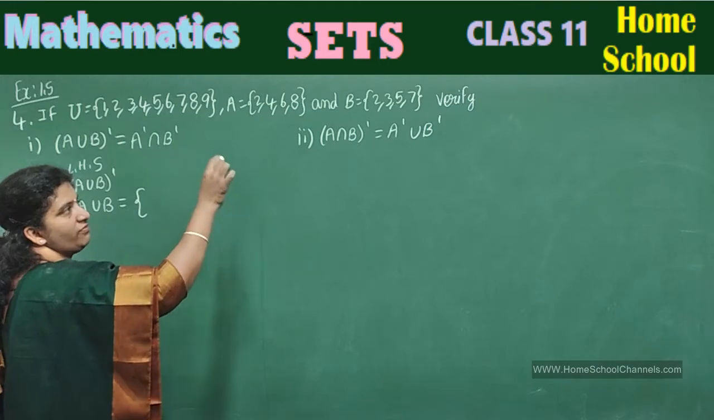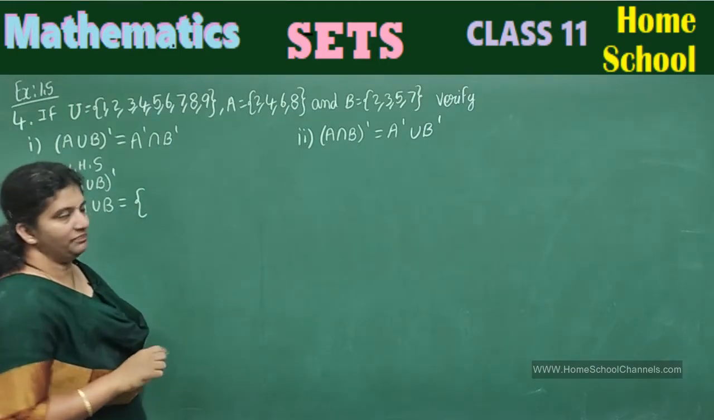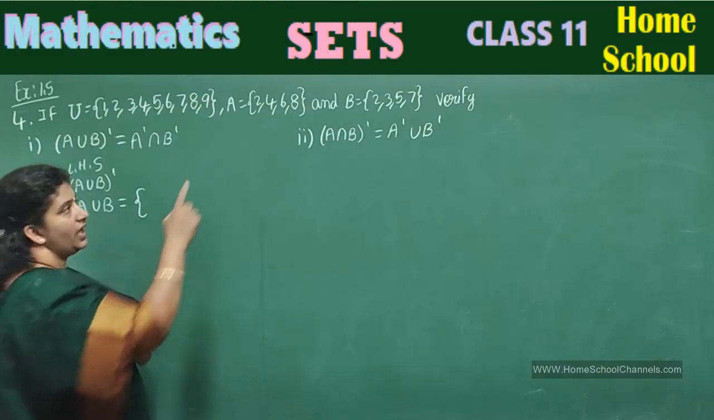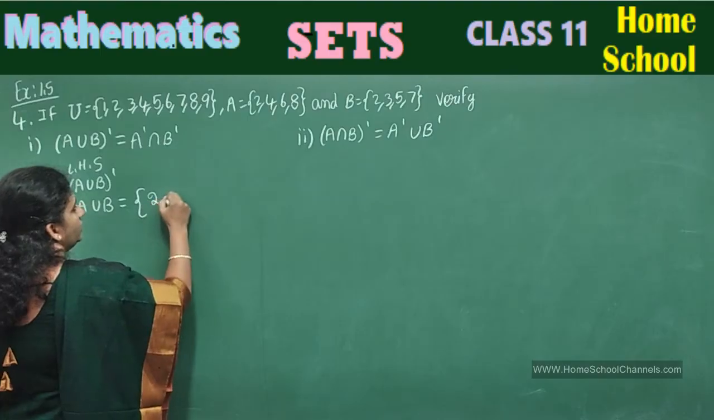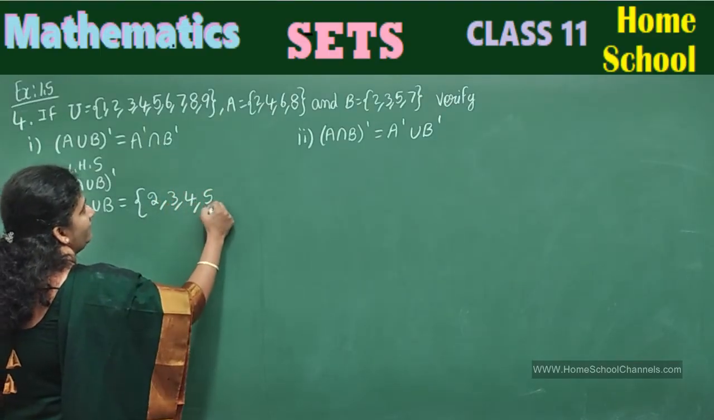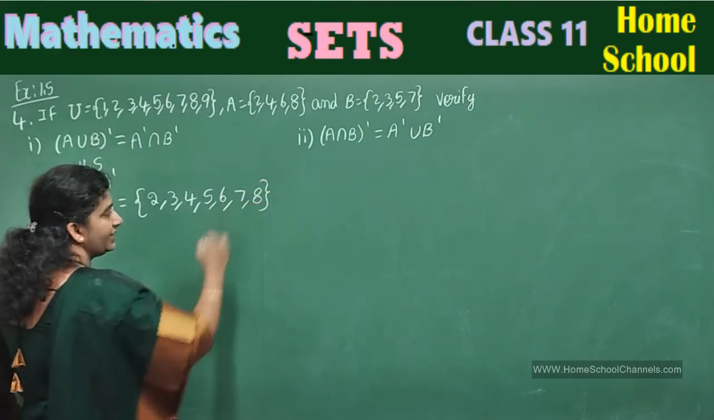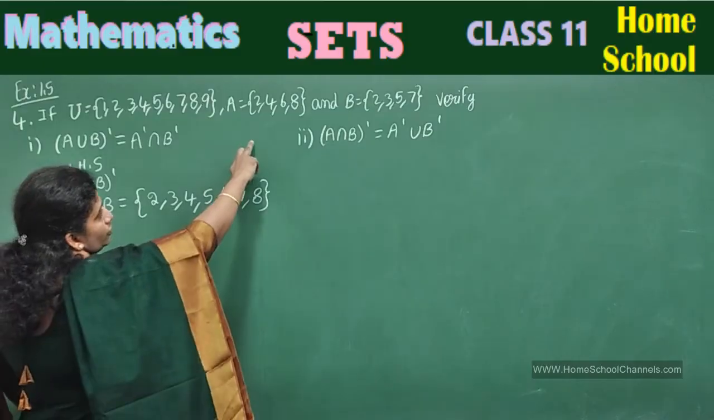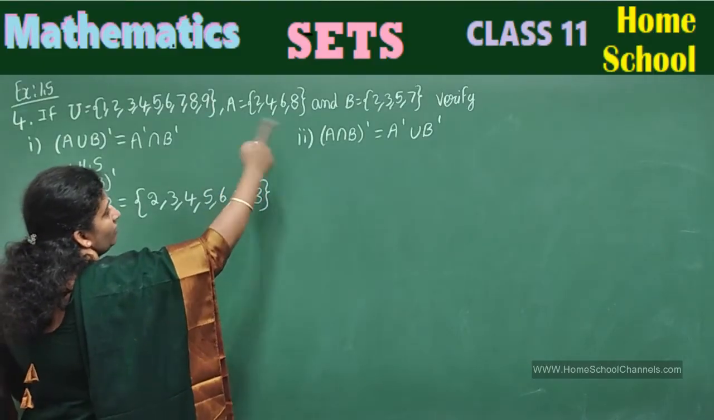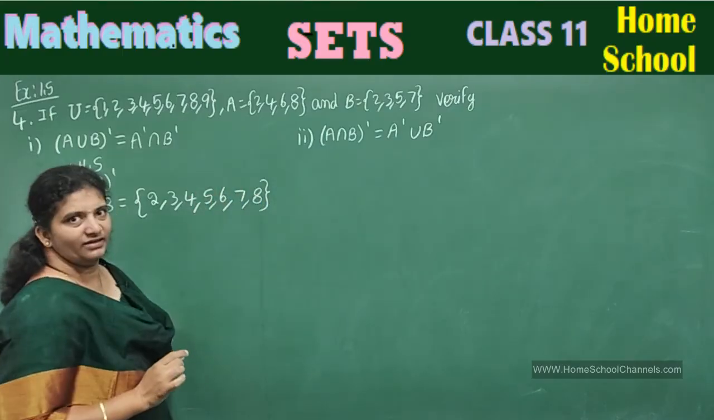Write the elements of set A and set B. Common elements, write one time. So 2, 4, 6, 8, 2, 3, 5, 7. A union B is 2, 3, 4, 5, 6, 7, 8. Write in order. 2 is repeated, so write it one time: 3, 4, 5, 6, 7, 8.